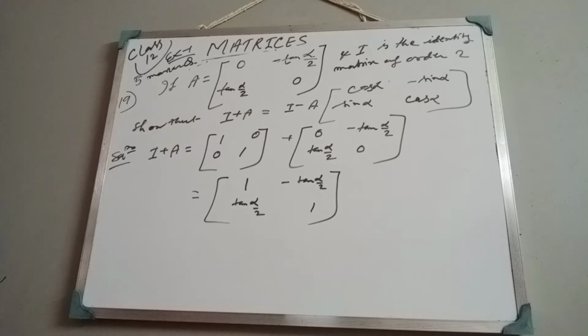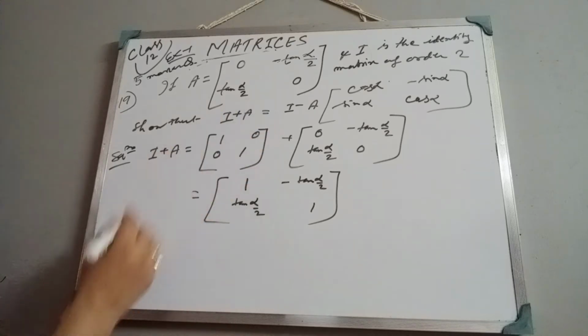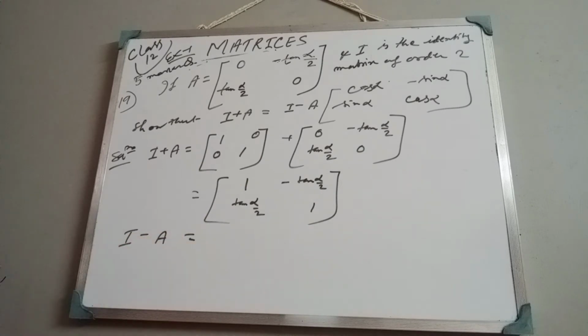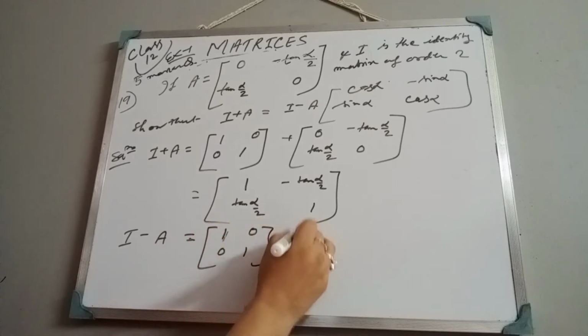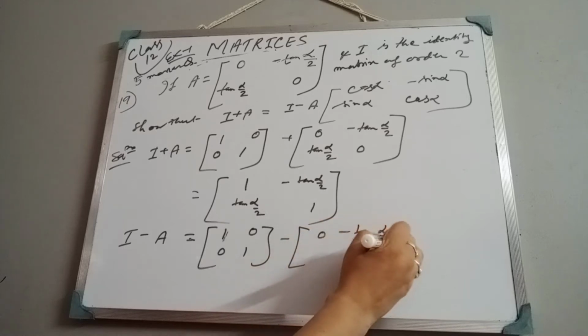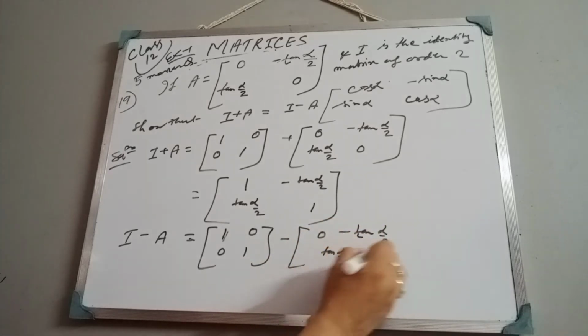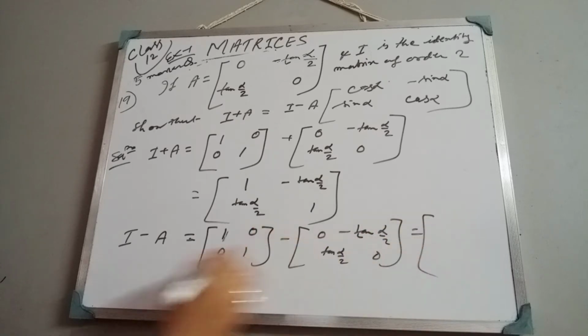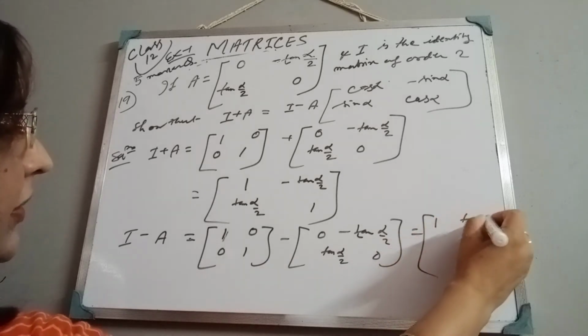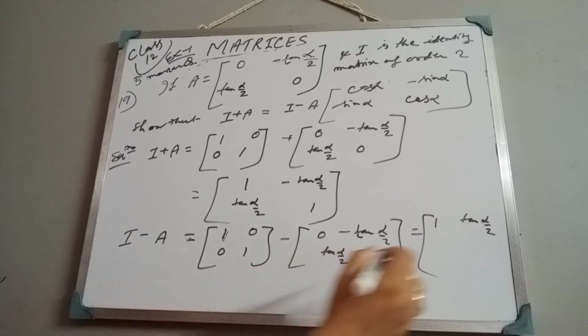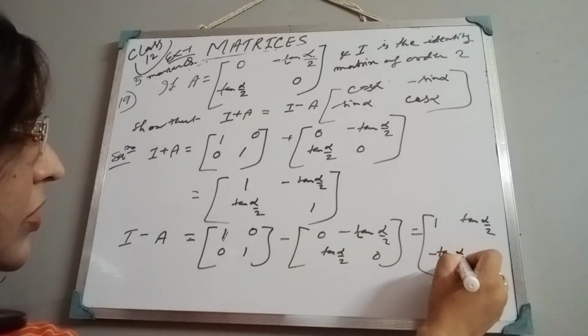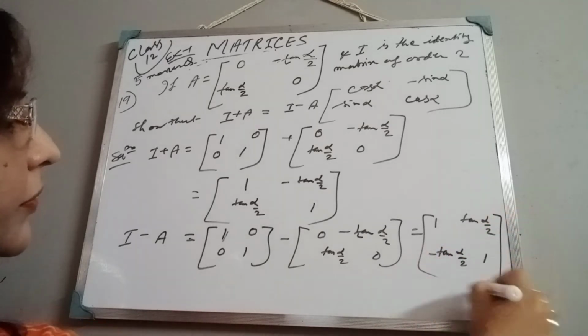Okay. Now I minus A. Since right hand side is there only I minus A, so let us find I minus A also. So I minus A means 1 0 0 1 minus 0 minus tan alpha by 2, tan alpha by 2, 0. Okay. So 1 minus 0 is 1 and 0 minus plus, it is coming 1, tan alpha by 2 and minus tan alpha by 2, 1.